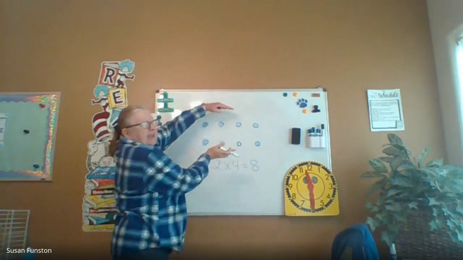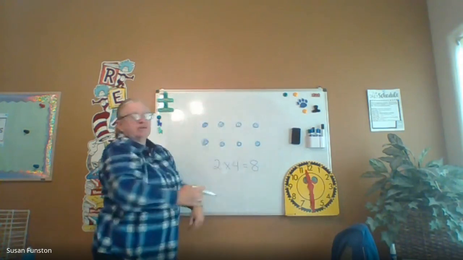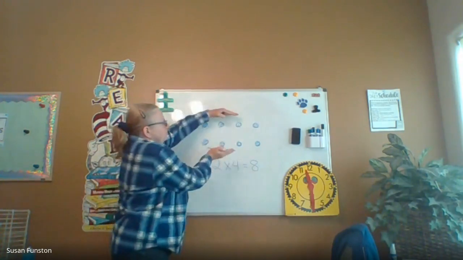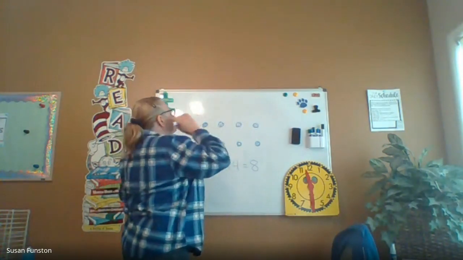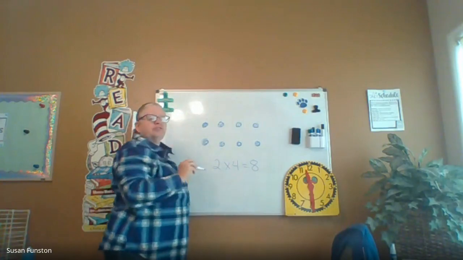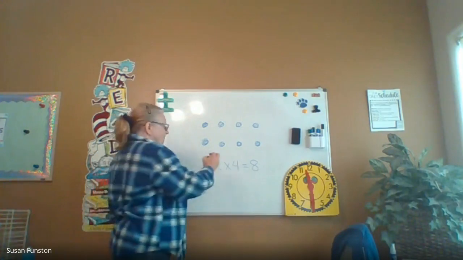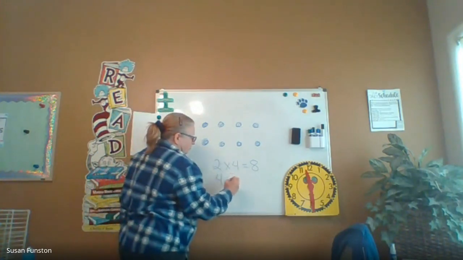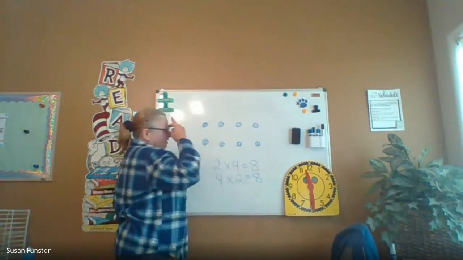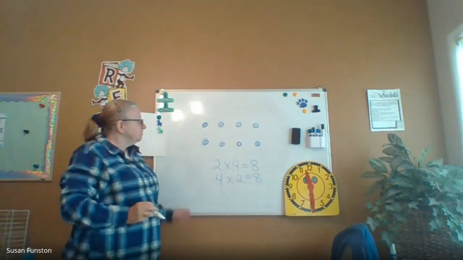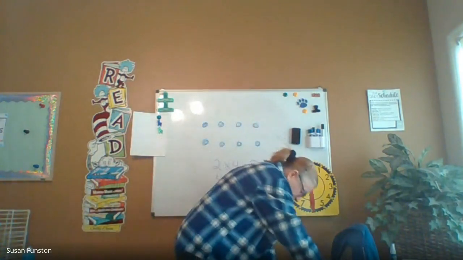Now what if I took my array and I turned it this way? You can do that on your whiteboard. I can't really do that on my whiteboard because it's attached to the wall. But if I took this array and instead of 2 rows of 4 columns, I had 4 rows with 2 columns, would I still get the same answer? I would. I could flip my numbers around because of the commutative property, and I would get 4 times 2 equals 8. So it doesn't matter which direction we put it in, it's still the same.